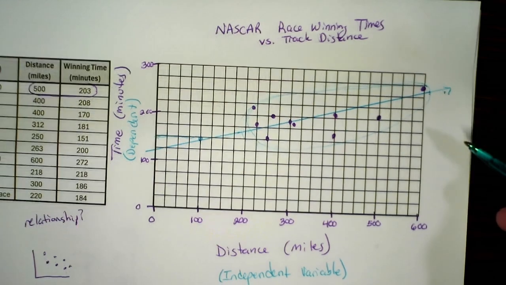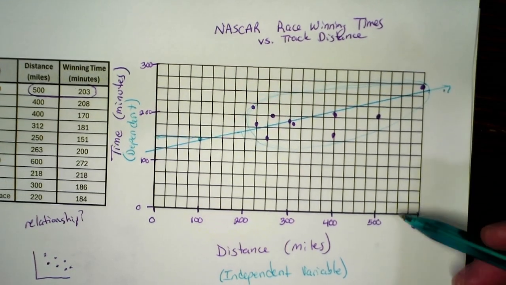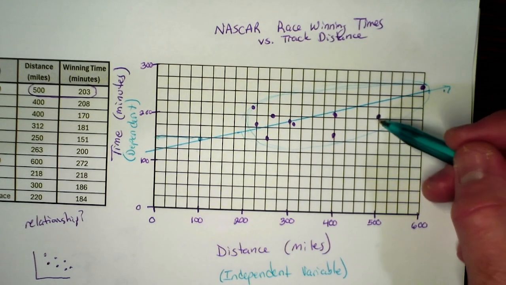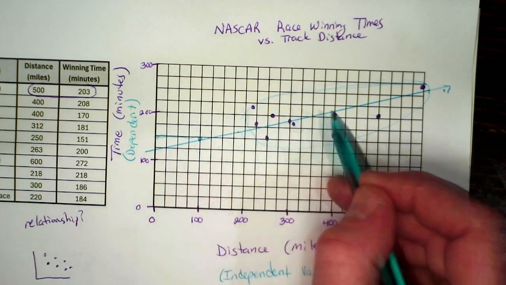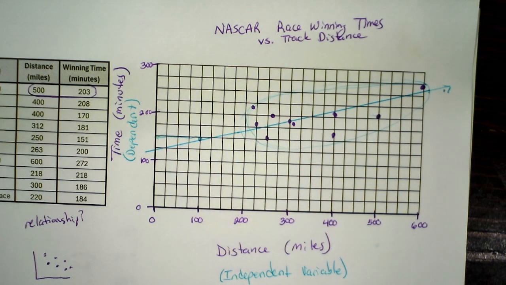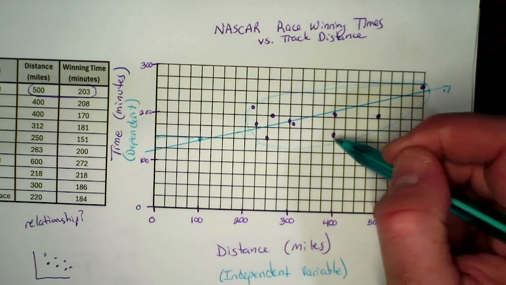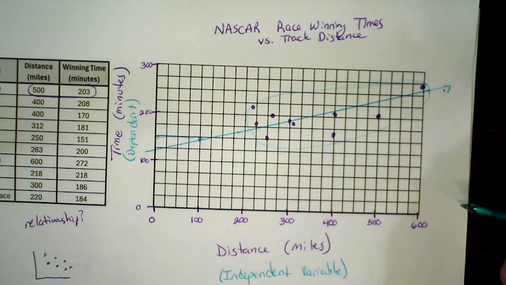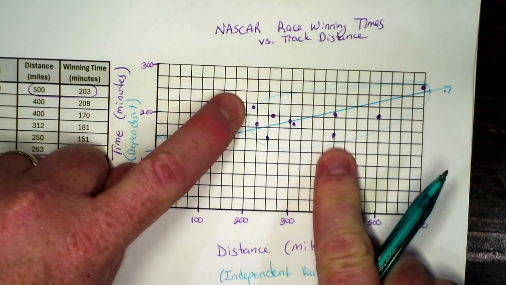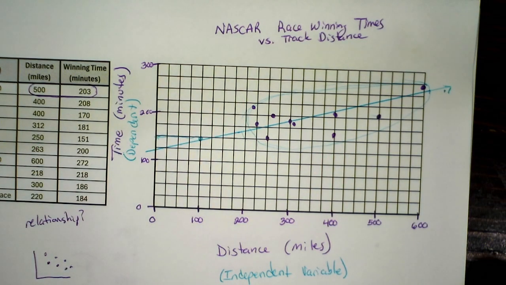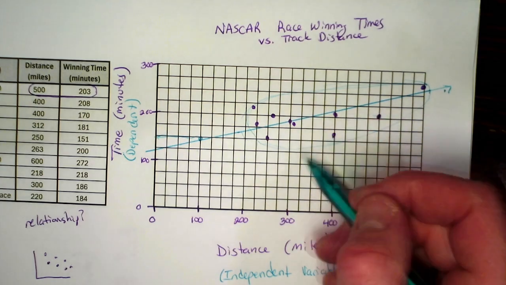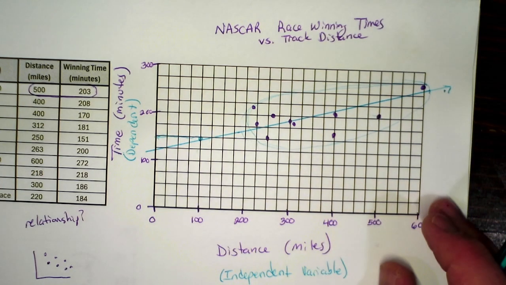Or I could say, hey, there was one race that was 500 miles. How long did it take to finish that race? And then you could read the data directly from there. Okay. Or I could say, hey, are there any outliers on here? And the outliers would be points that are really far from that line. And, you know, these don't look too far off of that line, so I wouldn't call them outliers necessarily. There are mathematical ways to find those, but we're not going to worry about that.